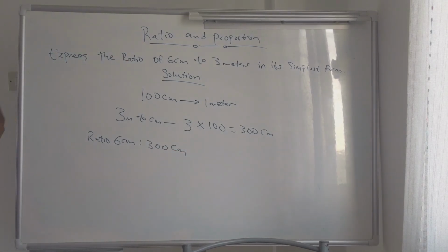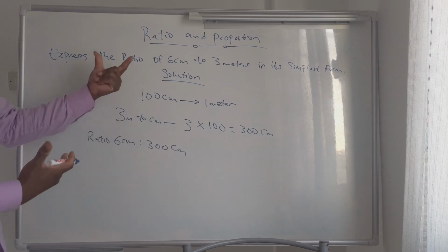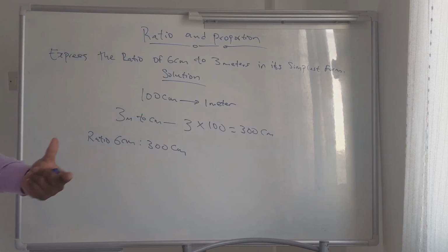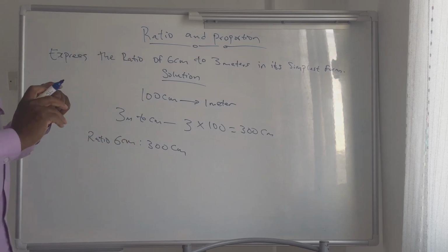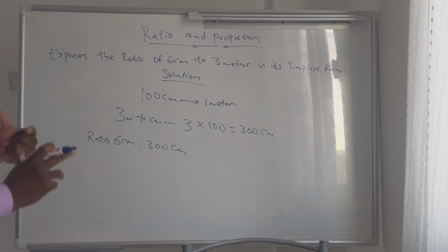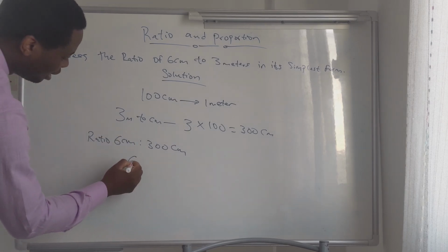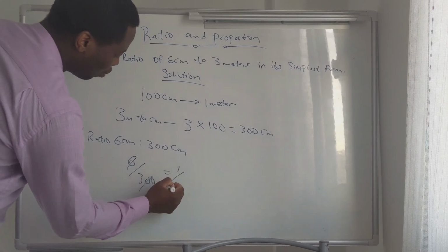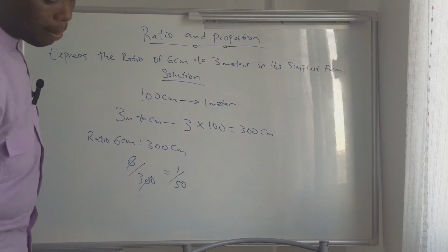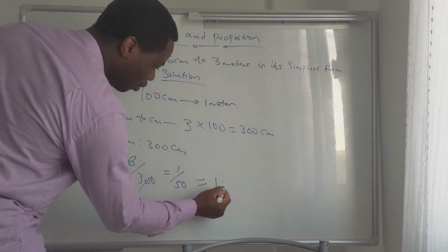So as I've said earlier, we can convert this to a fraction so that we'll be able to divide, cancel out or reduce. We're told to reduce to its simplest form, which means that we have to reduce it until it's irreducible. So now we're going to simplify this. We can say this will be 6 over 300. If you divide through, you see 1 over 50. So now we can express this as 1:50.